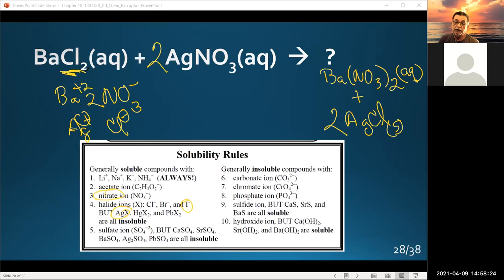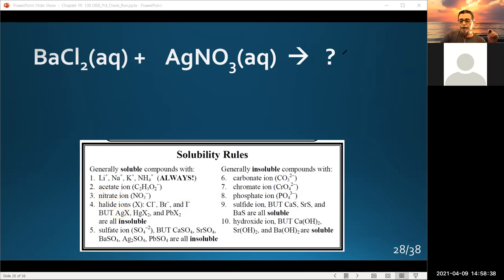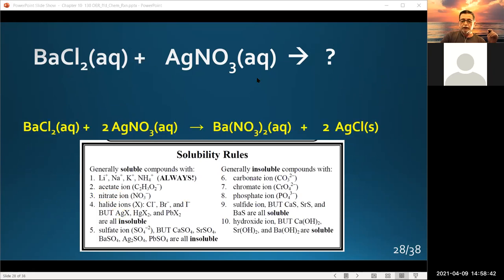Fortunately, I got 2 chlorides. So it looks like I'm balanced, and it sure does. Okay. Let me clear it up, and we'll show the other one. So we got a balanced chemical equation here.